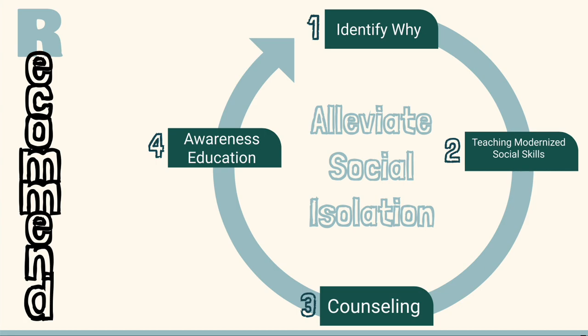Step 2, teaching modernized social skills. Teaching modernized social skills has been shown by Foca et al. to be critical in today's society. Often older adults feel left out because of technology, which also plays a significant role in social interactions that are happening today. Educating these individuals on how to use technology to interact with their loved ones and friends has been shown to decrease social isolation among these older adults.